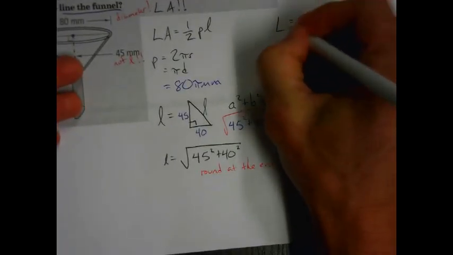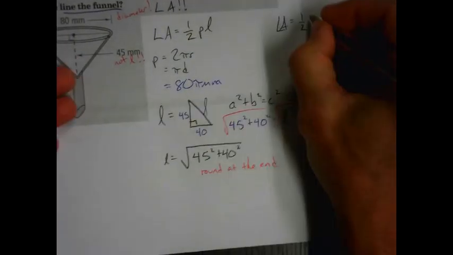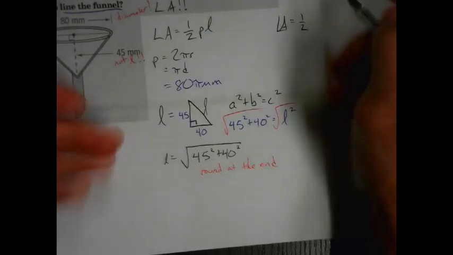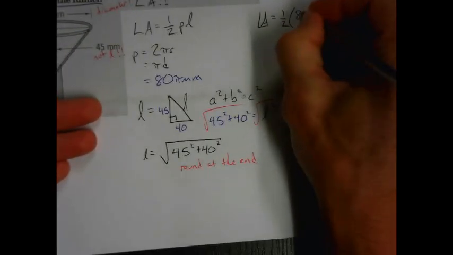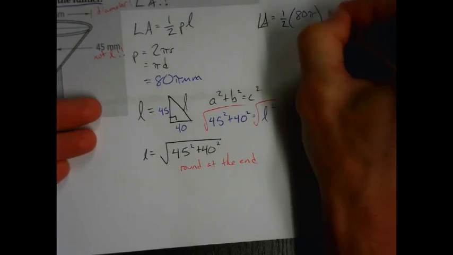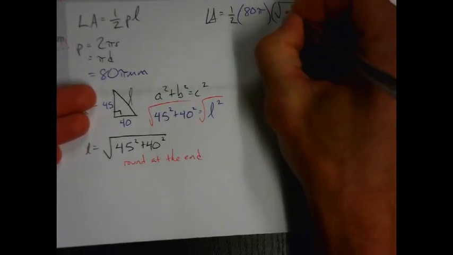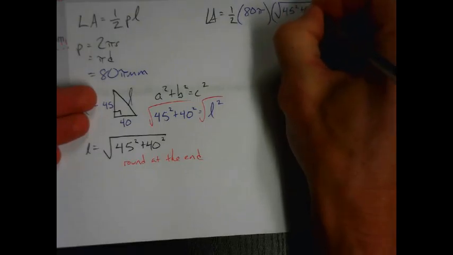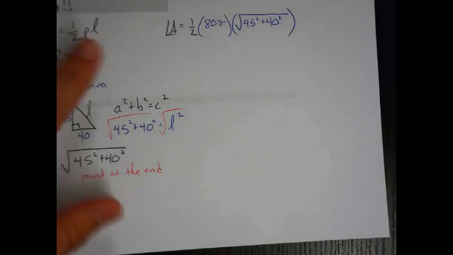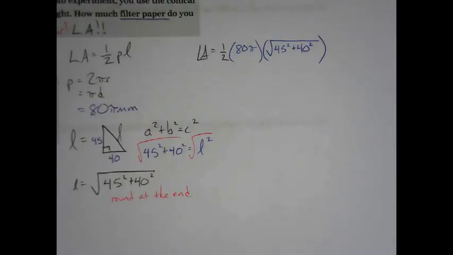So we go back to the lateral area formula. The lateral area is 1/2 times the perimeter of the base, which we found as 80 pi, times the slant height, which we found as the square root of 45 squared plus 40 squared, and we will crunch all those numbers, and then we will find our lateral area.